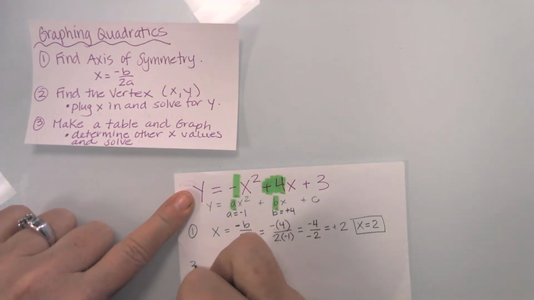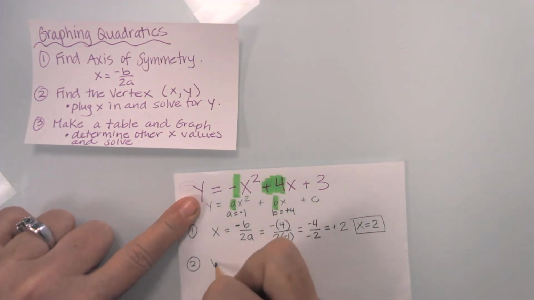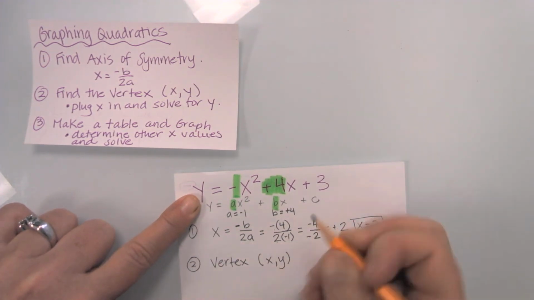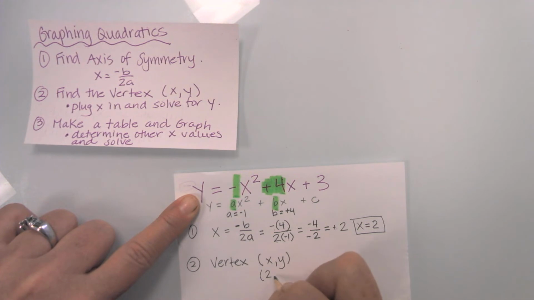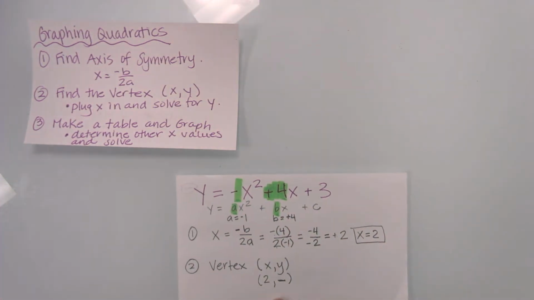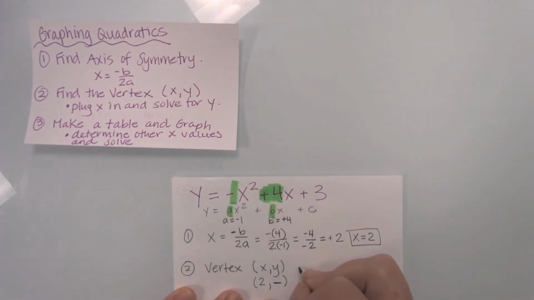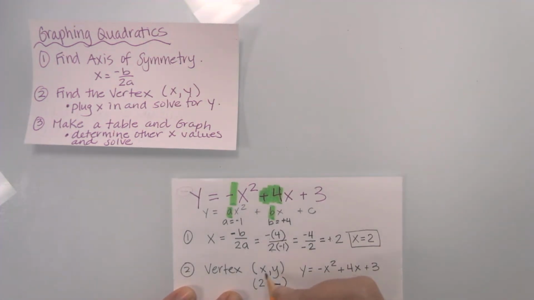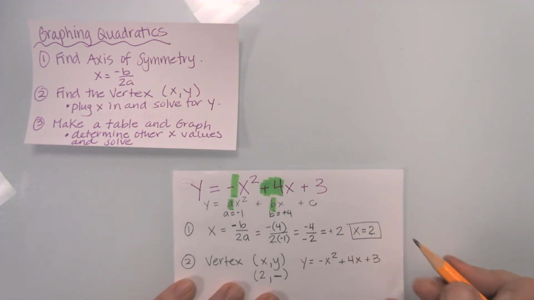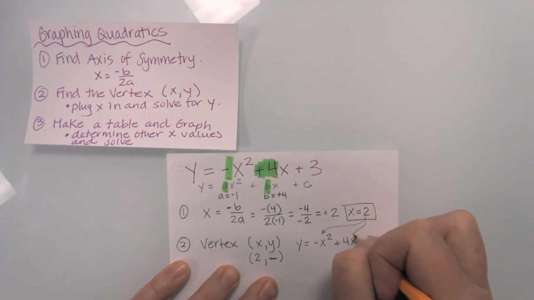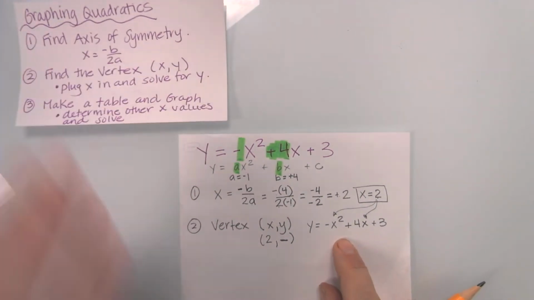Now, number 2. We are going to find the vertex. To find the vertex, I need an x comma y, which I now know my x is 2. So I'm going to look for my y. To find my y, I am going to use my same equation, y equals negative x squared plus 4x plus 3. Now every place that there is an x, I'm going to substitute my value of 2 in. So if it helps you, draw your little arrows, and I'm going to rewrite my formula.